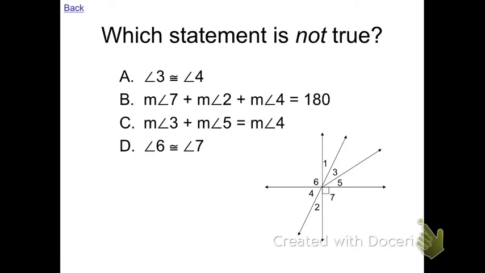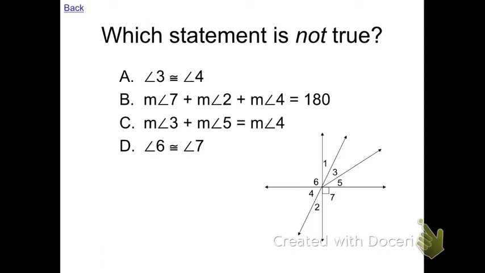Measurement of angle 7, which we know to be a right angle, plus the measurement of angle 2, plus the measurement of angle 4 equals 180 degrees. You can see here's angle 7, angle 2, and angle 4. They're actually a linear triple. They form a straight angle there, so we know that that's true. So answer choice B is definitely true.